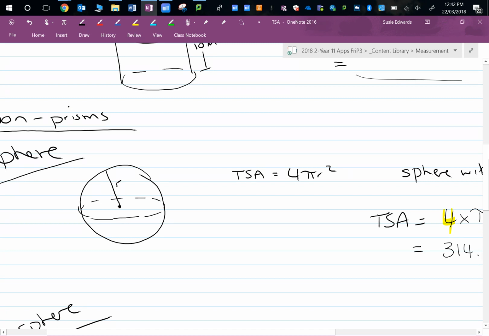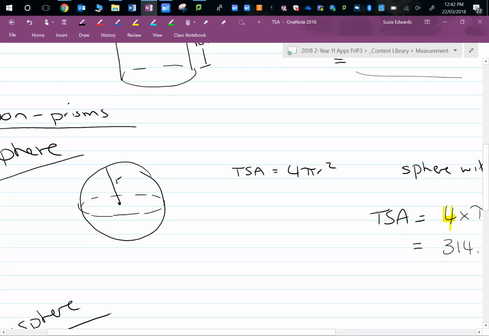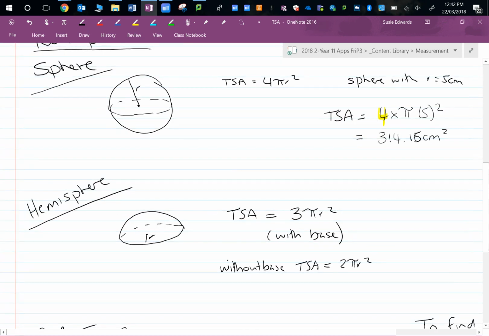Half a sphere. So if a sphere is 4 lots of pi r squared, what would half a sphere be? 2 lots of pi r squared. So we've got 2 lots of pi r squared plus the 1 becomes 3 pi r squared as your final answer, yeah? So if you have a closed hemisphere, it is 3 pi r squared. If it's an open hemisphere, 2 pi r squared. So with a base or without a base. Could you write those two down, please?